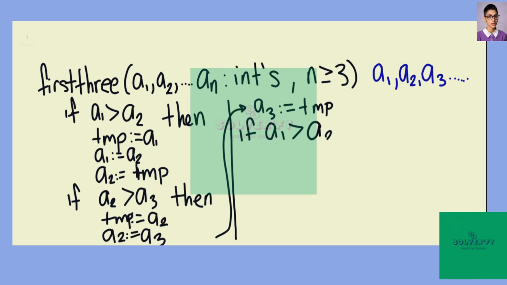if A1 is greater than A2. Okay, so it's going to look exactly the same as that first if-then statement. So we'll set the temp equal to A1, set A1 equal to A2, then set A2 equal to the temporary one.